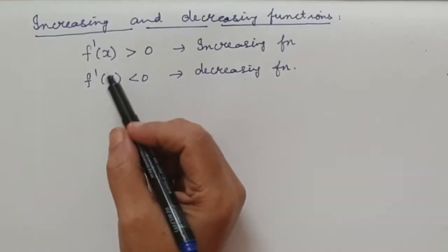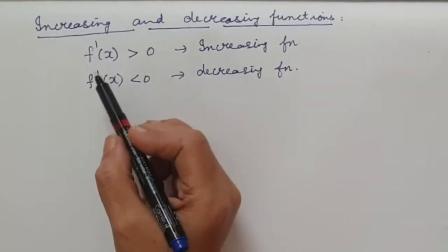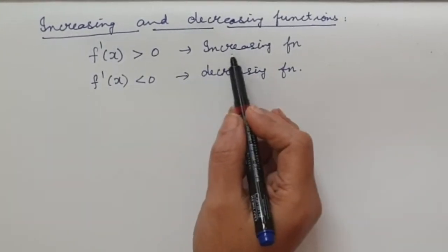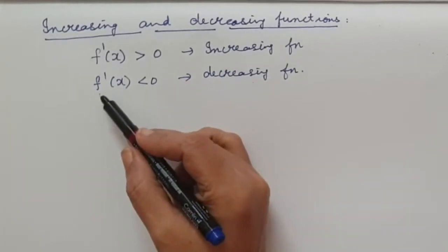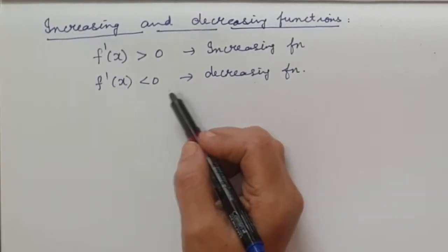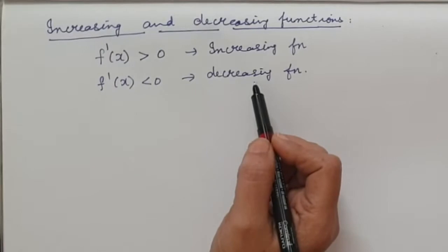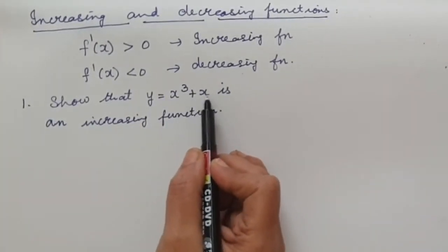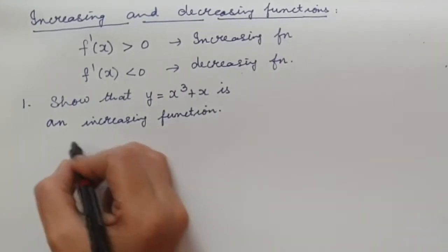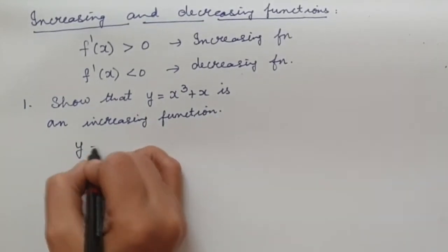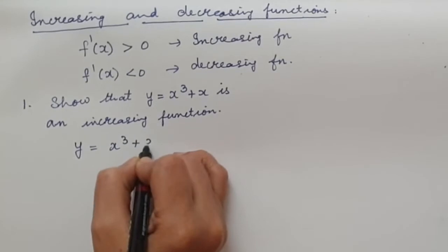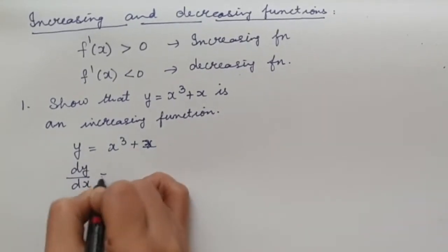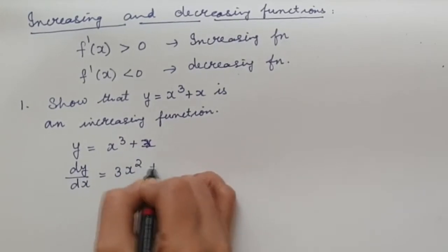Increasing and decreasing function. When f dash of x is greater than 0, then the function is called an increasing function. When f dash of x is less than 0, it is a decreasing function. Now the first question: show that y equals x cube plus x is an increasing function. Now our y equals x cube plus x. So dy over dx will be equal to 3x squared plus 1.